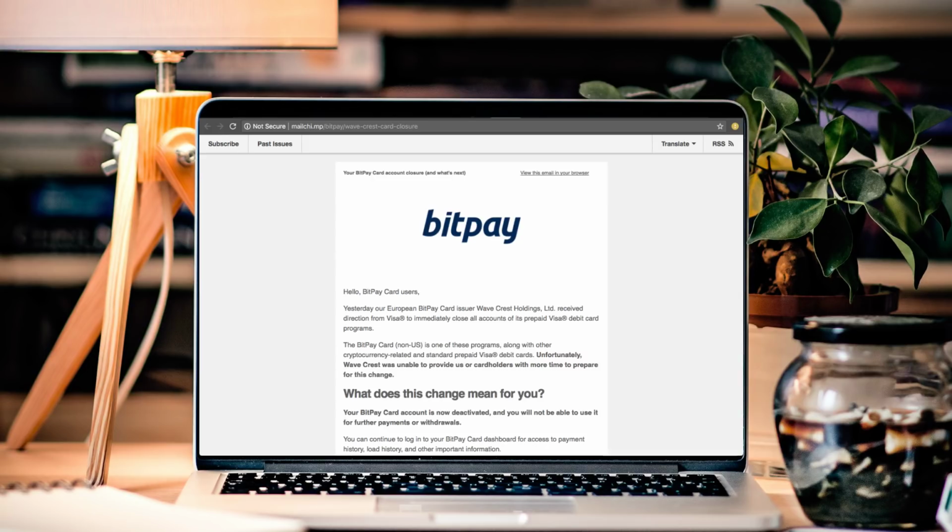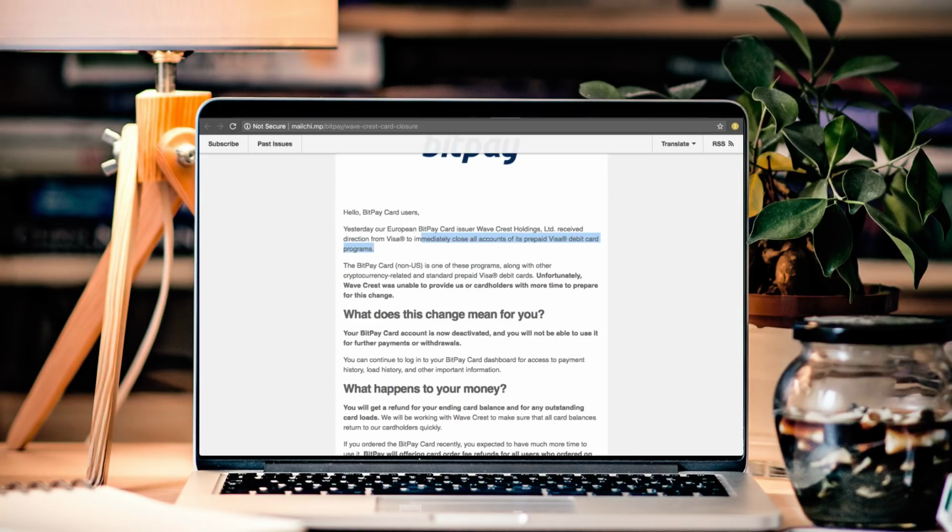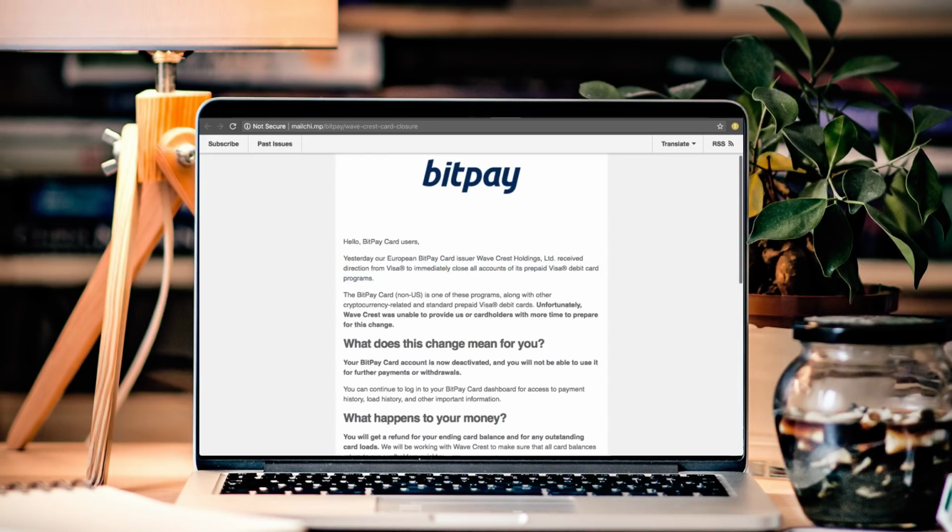Now, yesterday, our European BitPay card issuer WaveCrest Holding received direction from Visa to immediately close all accounts of its prepaid Visa debit card programs. Now, luckily, apparently, a lot of these funds will be returned. Now, it says here that they will be looking to work with WaveCrest to get your money back.